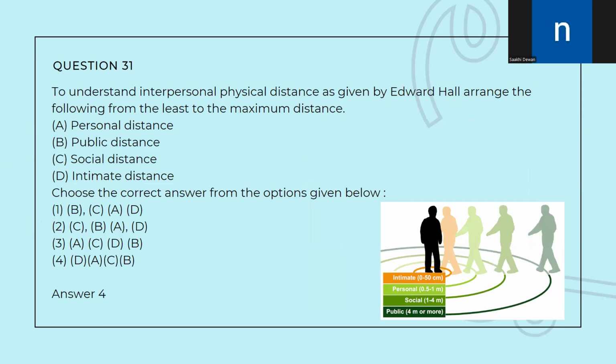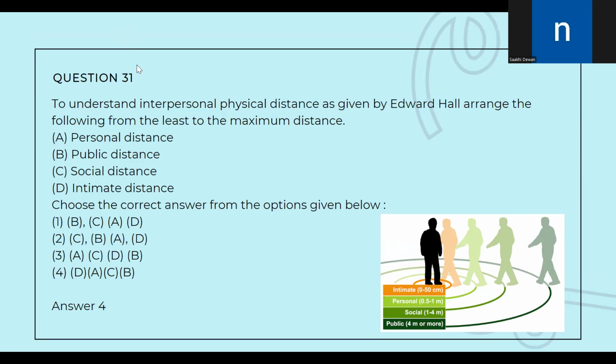Let us move to the next question, question number 31. Question number 31 states, to understand interpersonal physical distances given by Edward Hall, arrange the following from least to the maximum distance. So the four distances given to us by Edward Hall were intimate, personal, social, and public distances.